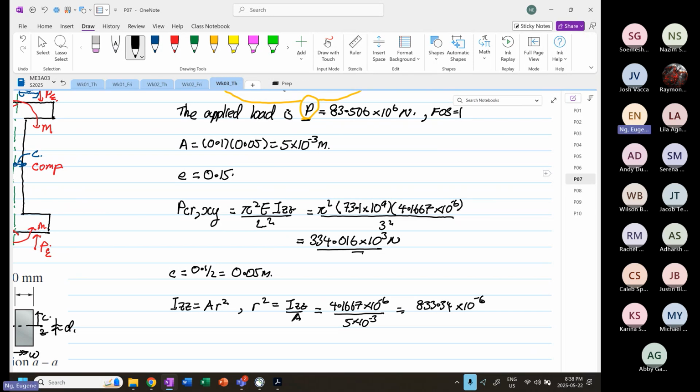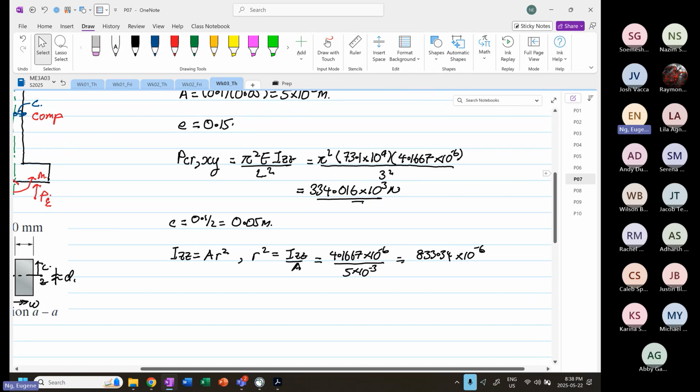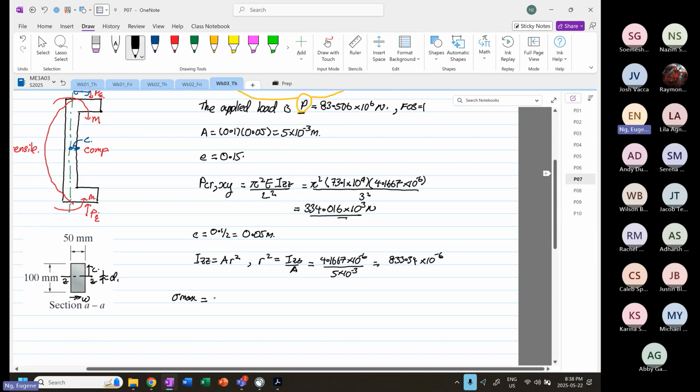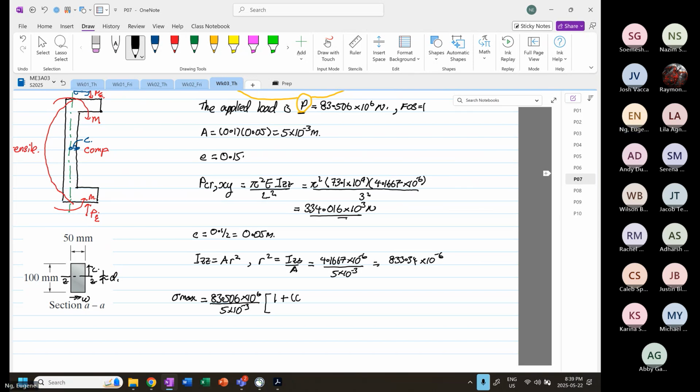Okay. Now we have everything. So from here, we can calculate our stress max, which will be equal to our load, 83.506 times 10 to the power 6, and then we divide by our cross-sectional area, which is 5 times 10 to the power minus 3, bracket 1 plus e over... 0.15, multiplied by c, which is 0.05, divided by r squared, which is 833.34 times 10 to the power minus 6.